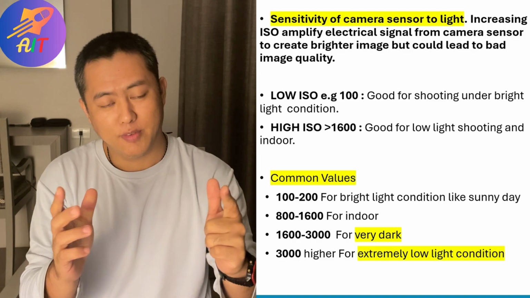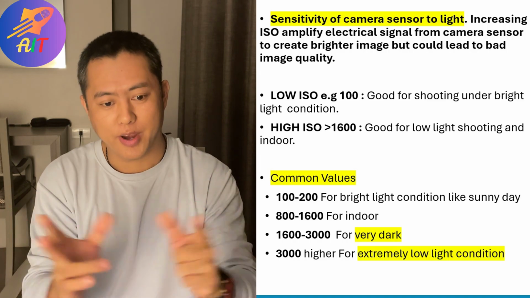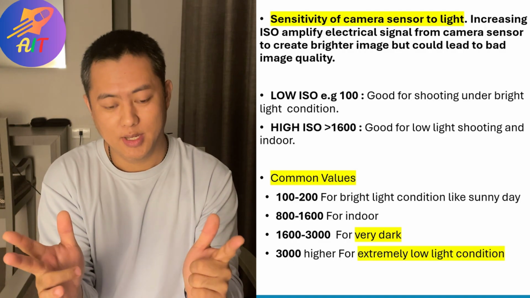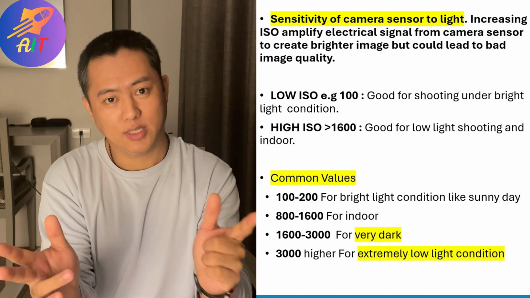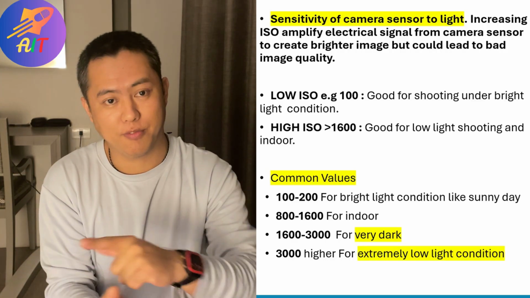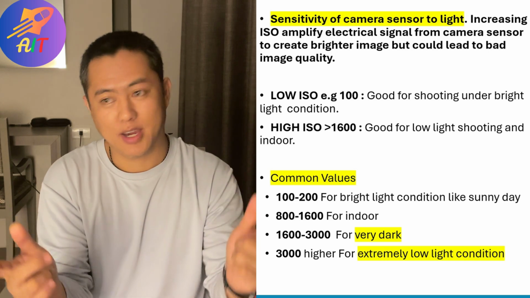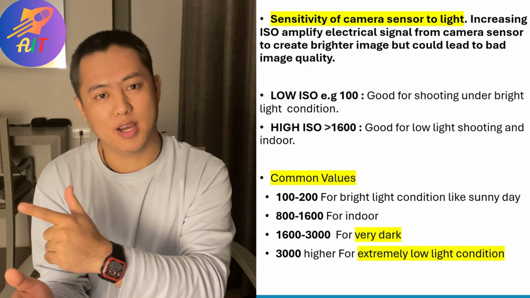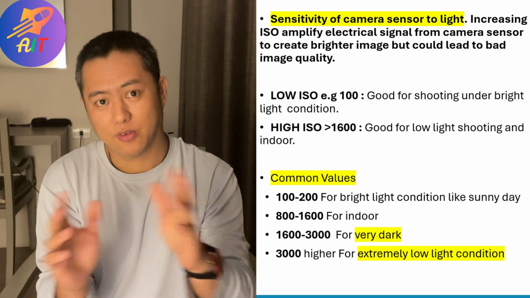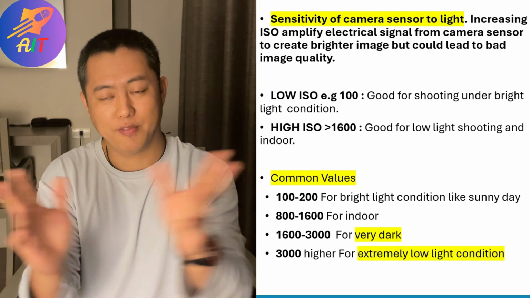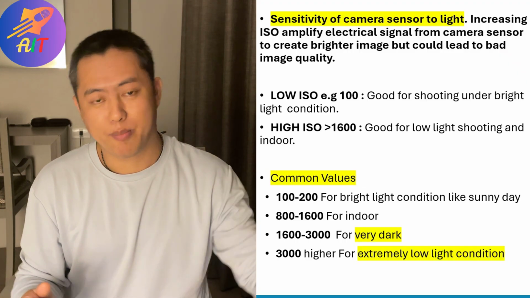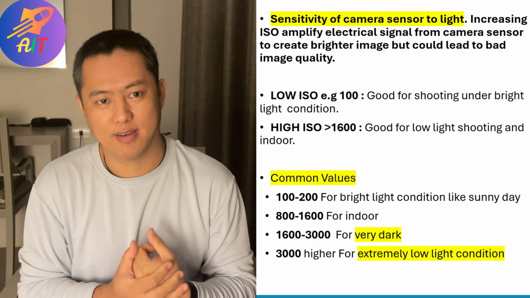Higher ISO means we are trying to create a brighter image. At the same time, we are also creating noise and image distortion, so we have to be very careful with that. But the higher ISO is very good for shooting under low light conditions. The lower ISO is good for shooting with good lighting, like outdoors under very bright sunlight conditions, something like that.